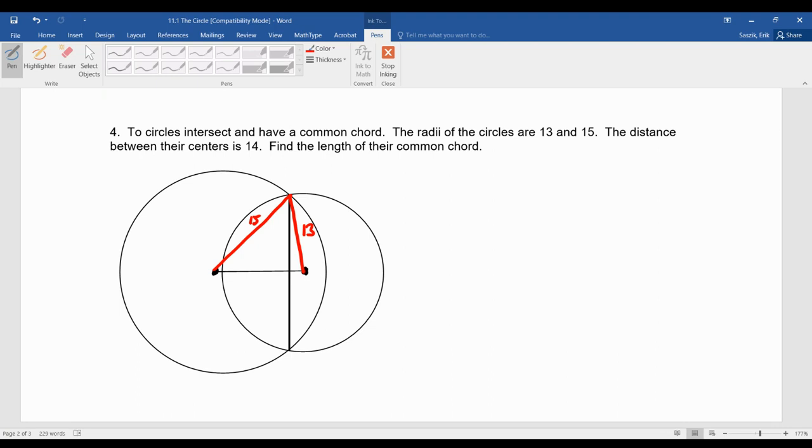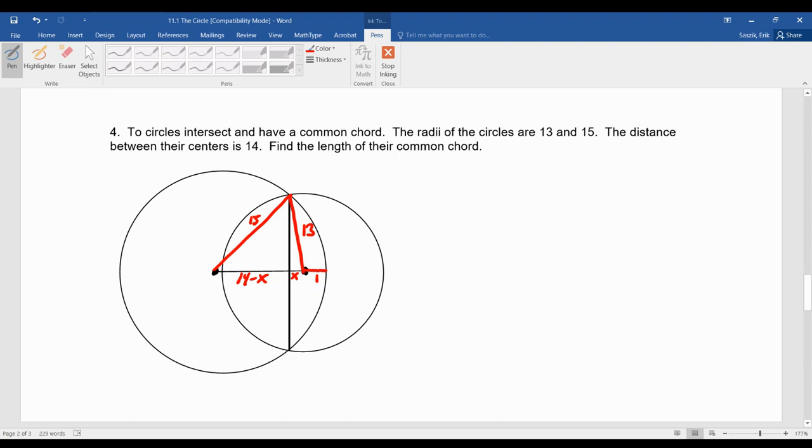And what I'm going to do here is go ahead and call this, remember, it says the distance between their centers is 14, right? So this length here is 14. We know that this whole length from here all the way to here is 15. So this little piece, I'm going to extend this, that has to be 1, because that's a radius. Now, I know this whole thing's 14, but it's been cut into pieces. So I'm going to call this x, and I'm going to call this 14 minus x.